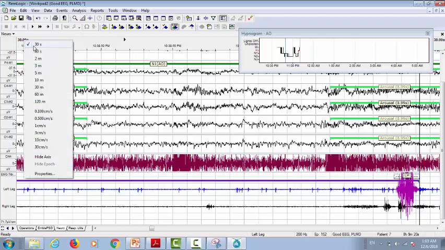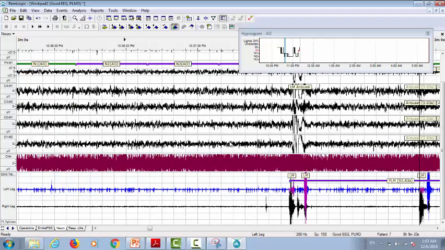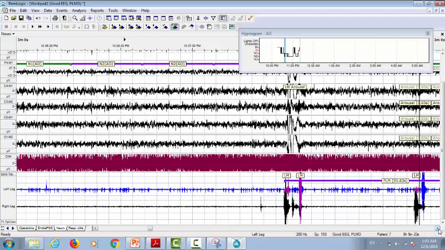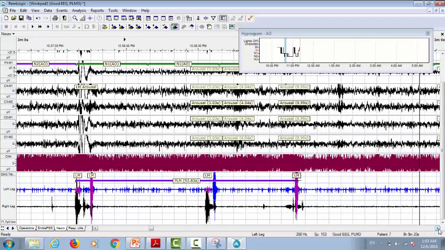If we change the time base to 3 minutes and go back, then we can see the correlation between those movements and the periodicity of those movements. This is the end of the video.